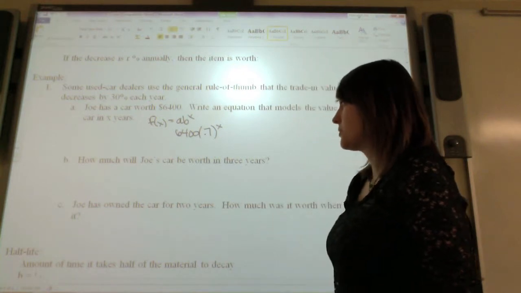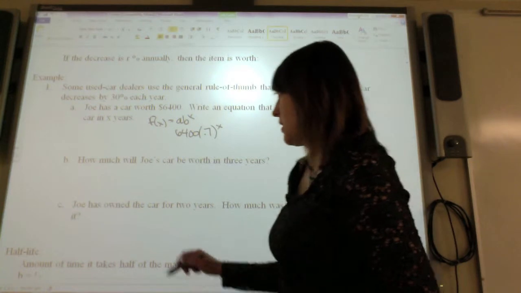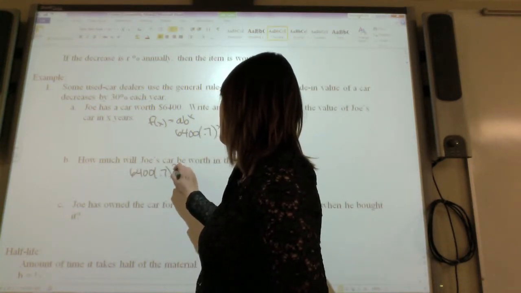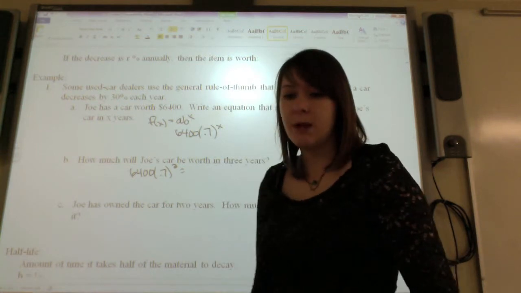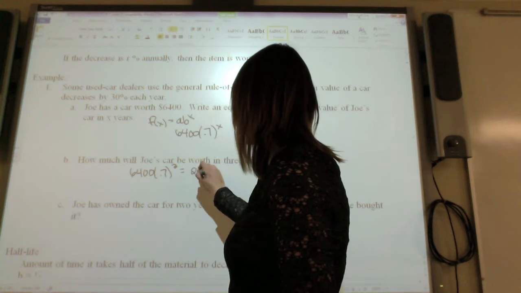Okay, how much will Joe's car be worth in 3 years? Well, I can just plug in a 3 into that equation. And when I plug that in, I get $2,195.20.